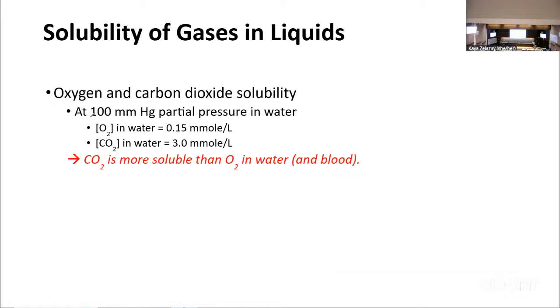So for the same partial pressure, we're going to pretend we forced the same amount of oxygen and carbon dioxide into some little container, some beaker, each of them starting at a partial pressure of 100. You'd only have about 0.15 millimoles of oxygen going into the water, but you'd have 3 millimoles of carbon dioxide going into that water if we started at the same pressure. So carbon dioxide is way easier to get into liquid than oxygen.